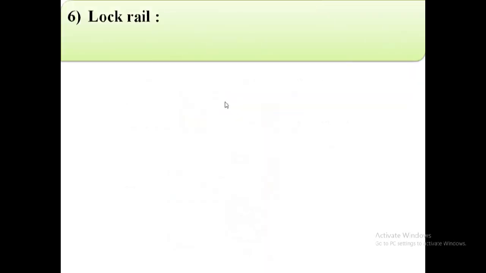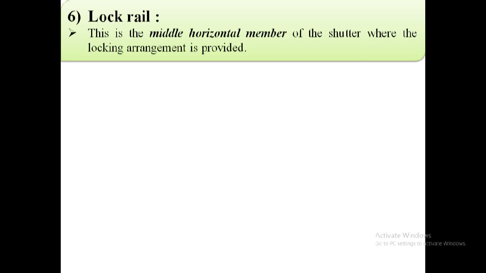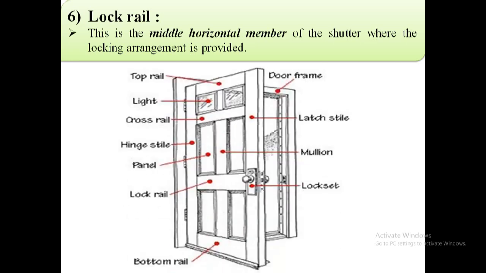Sixth technical term is lock rail. Lock rail is the middle horizontal member of the shutter where the locking arrangement is provided. So as you know, this is the shutter and here the locking arrangement is provided. So the middle horizontal member of this shutter where the locking arrangement is provided is known as lock rail. So in this image you can see this one is the lock rail.